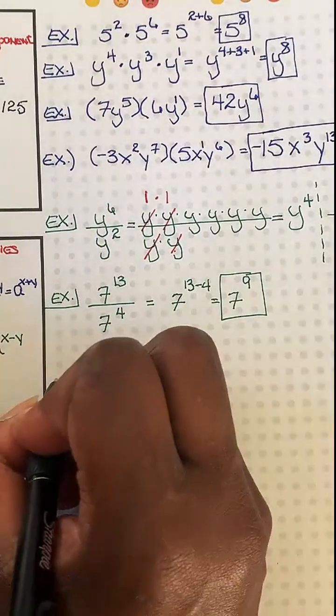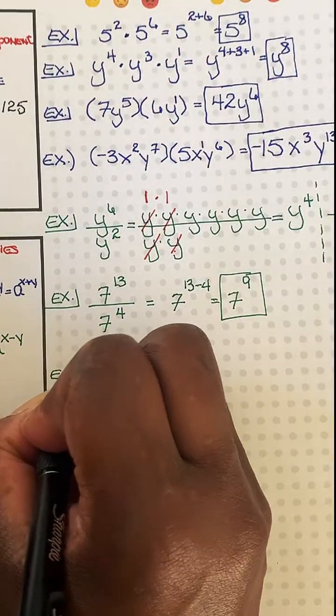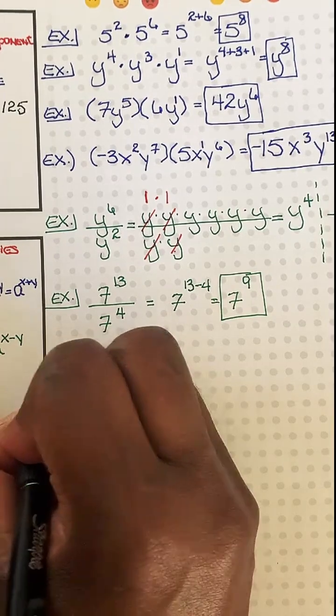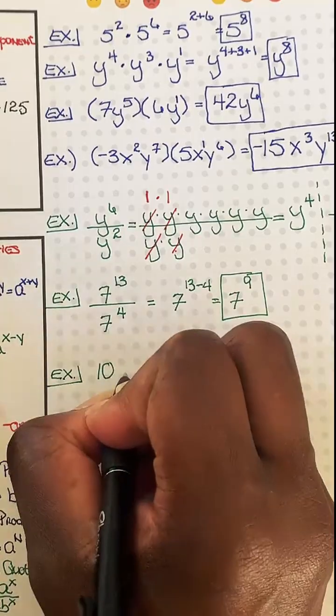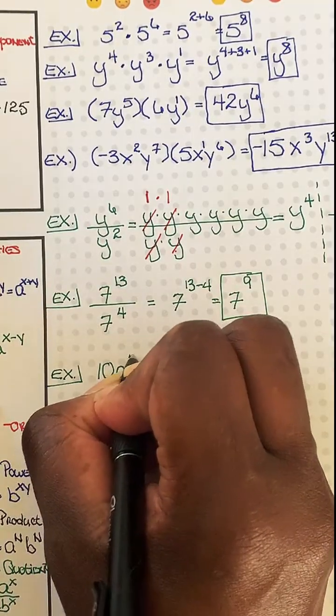Okay, so let's take it a step further. I have faith. So we have 10a to the 7th.